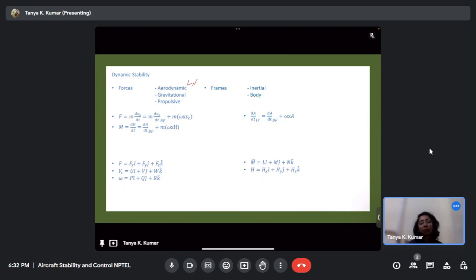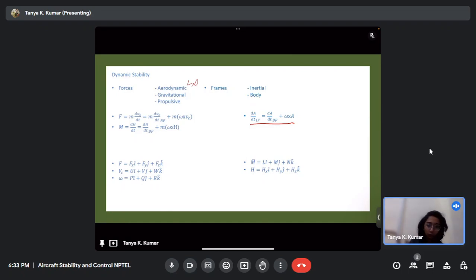Then you have two frames defined here: the inertial and the body. And then there was this relation that we had seen in the last session, the relationship between a derivative in the inertial frame and the body frame. I think we will derive that again this time because it's very important, not just for this course but for any dynamical analysis. Why? Because your Newton's laws of motion are only valid in the inertial frame. But there are several times when it's easy for us to measure things in the body frame. So we need a relationship between the body frame and the inertial frame.